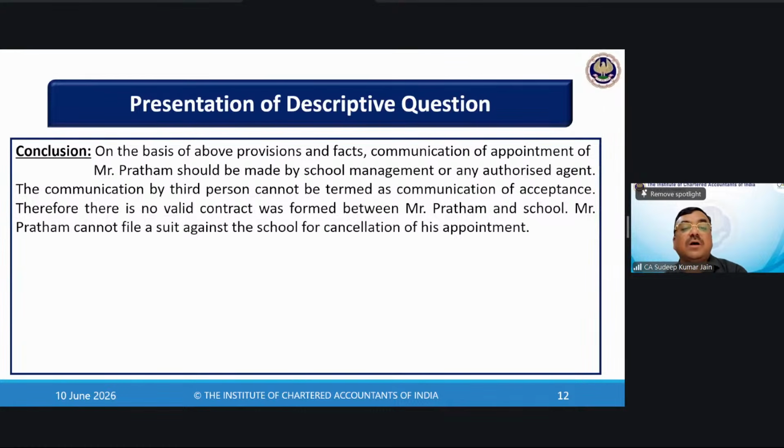On the basis of the above provisions and facts, communication of the appointment of Mr. Pratham should be made by the school management or any authorized agent. The communication by a third person cannot be termed as communication of acceptance. Therefore, no valid contract was formed between Mr. Pratham and the school. Mr. Pratham cannot file a suit against the school for cancellation of his appointment.